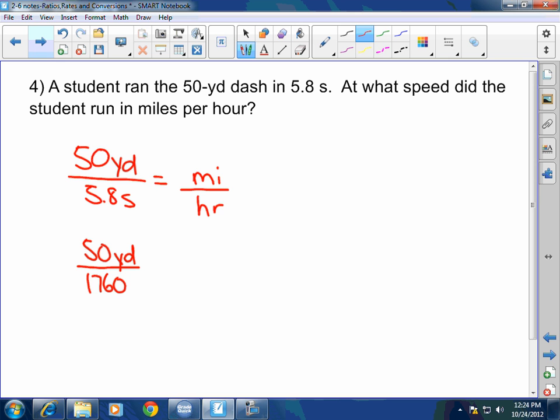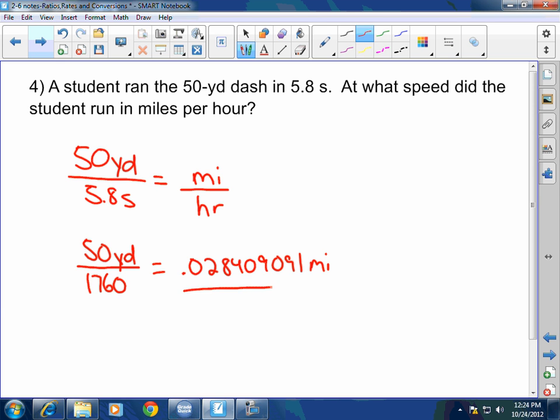So 50 divided by 1,760 will equal 0.28409091. It's a real nasty number. So I'm doing it in a calculator. Please hold all your questions till I'm done. 50 yards divided by 1,760 equals 0.028409091 miles. Okay? Yes. If this were a test, you can round to the hundreds. Yes, but I want to show you exactly what's going on here.